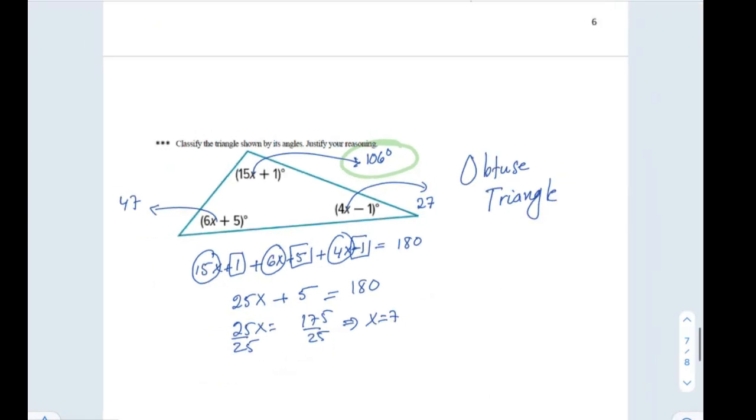And we cannot judge just by looking. We have to find the x, then replace. With that, we are done with this lesson.